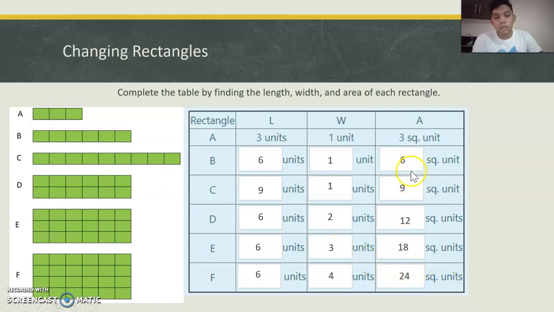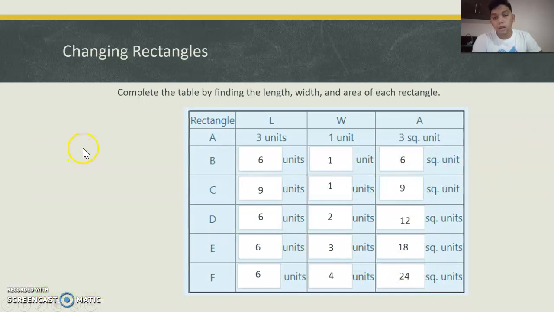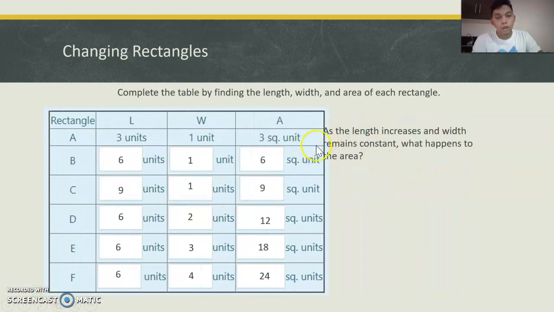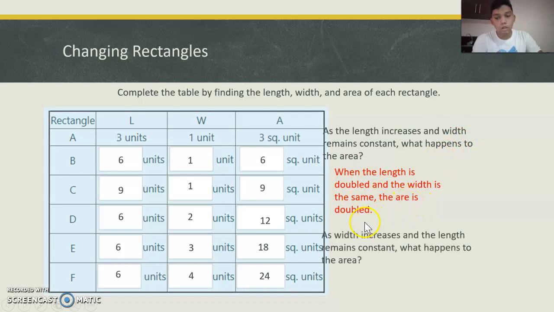So what do you notice with the table values of this example? As the length increases and the width remains constant, what happens to the area? For example, in rectangles A, B, and C, the length increases, 3, 6, 9, and the width stays the same. What happens to the area? Of course, it also increases. When the length is doubled and the width is the same, the area is doubled.